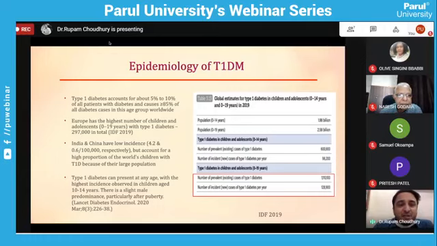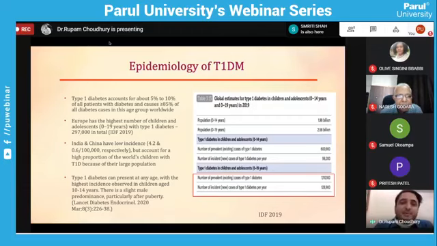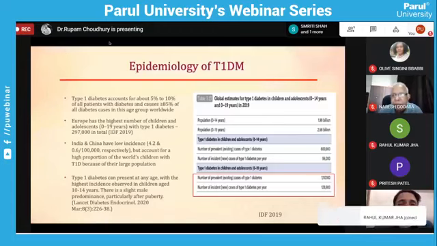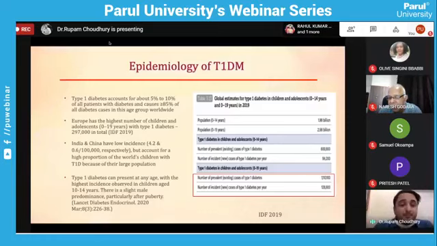India and China have low incidences as compared to Europe. That might be probably because a lot of type 1 diabetic patients are misdiagnosed as type 2, and the diagnostic modalities in India are not at par. That's why probably our incidences are low. Statistically, it is like 0.6 out of 1 lakh population, and it accounts for a high proportion of the world's children with type 1 diabetes because of their large population.